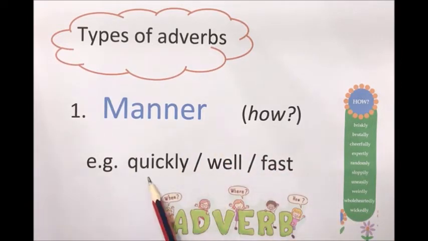For example, she runs quickly. He writes well. They talk fast. It is describing how she's talking, how she's running, and how she's writing.